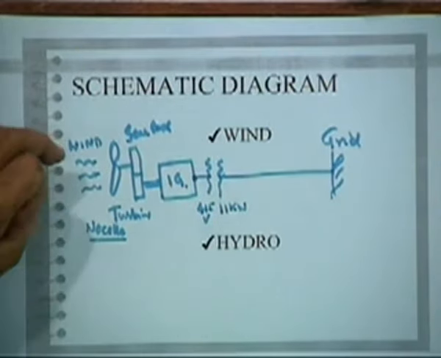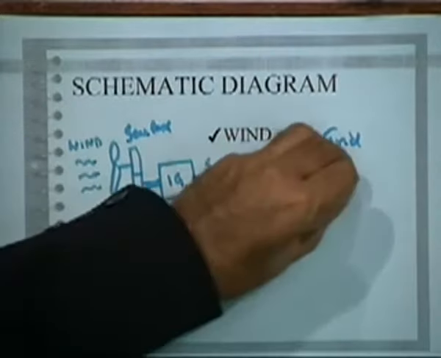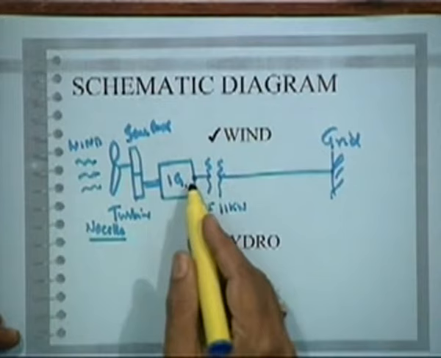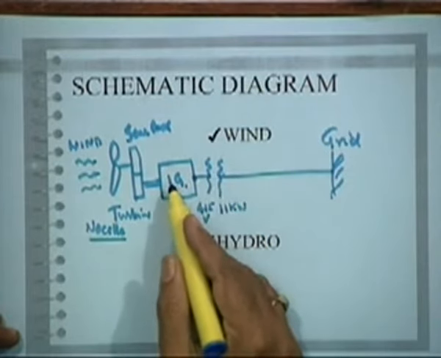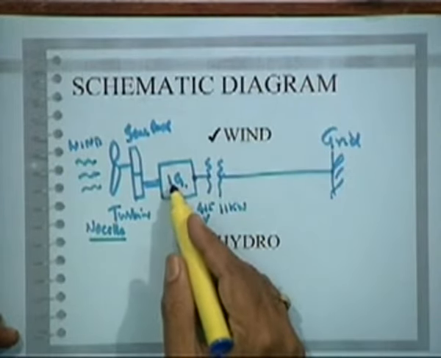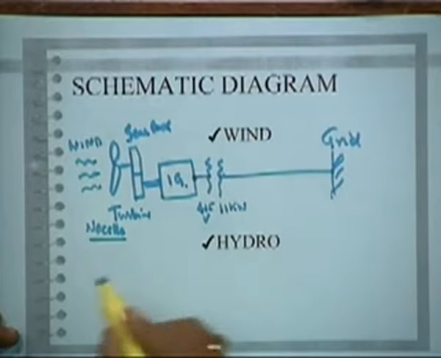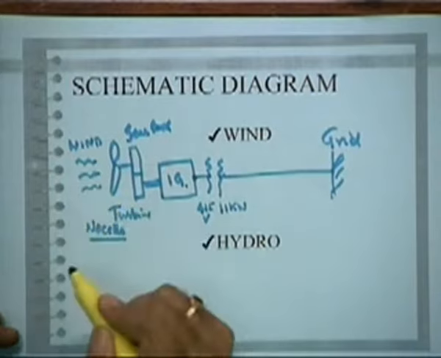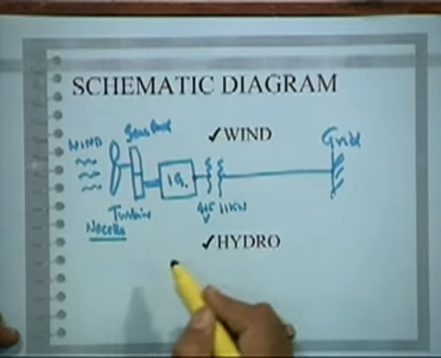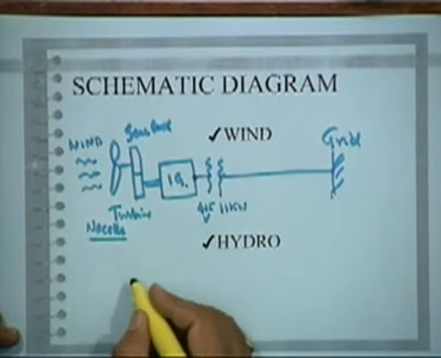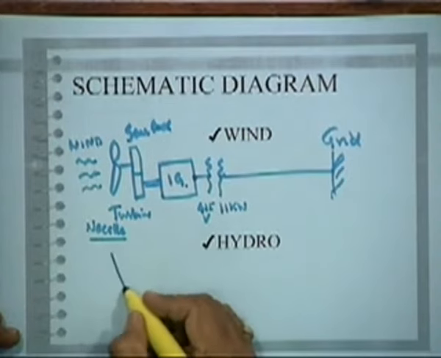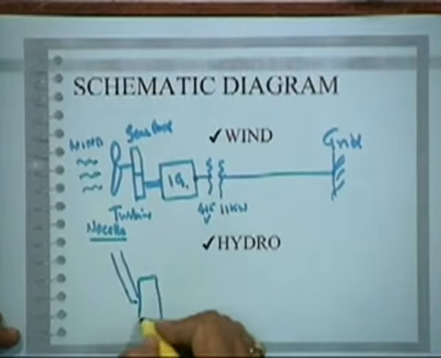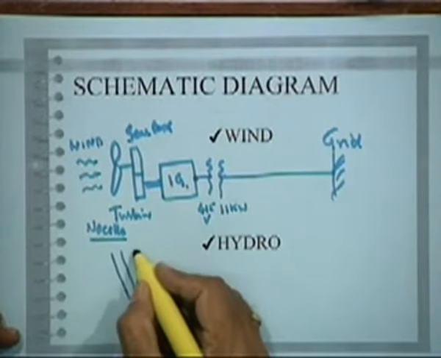Now, whatever power is in the wind will go to the grid, because the induction generator is such that whatever power comes to it, it will convert it. That means it will run at super synchronous speed and go on feeding power to the grid. So it is a varying power depending upon the wind speed. In hydro systems, it is similar. You have the water flow and you have the turbine, the hydro turbine.